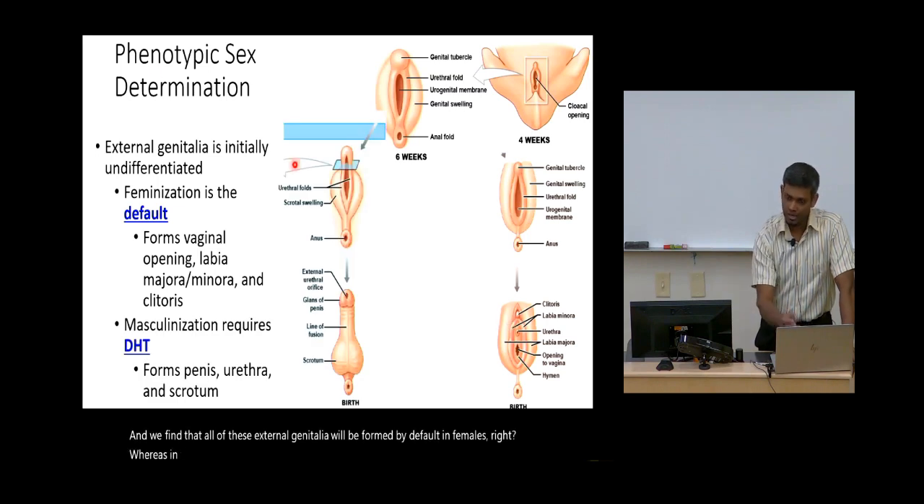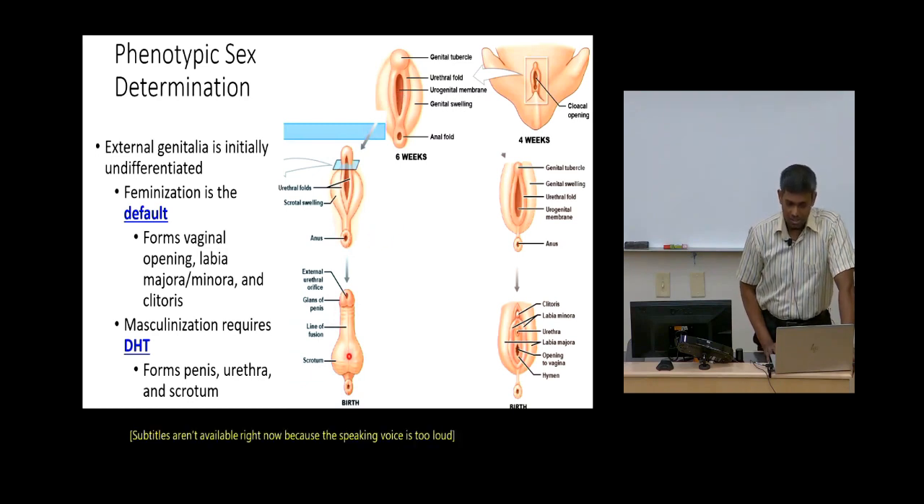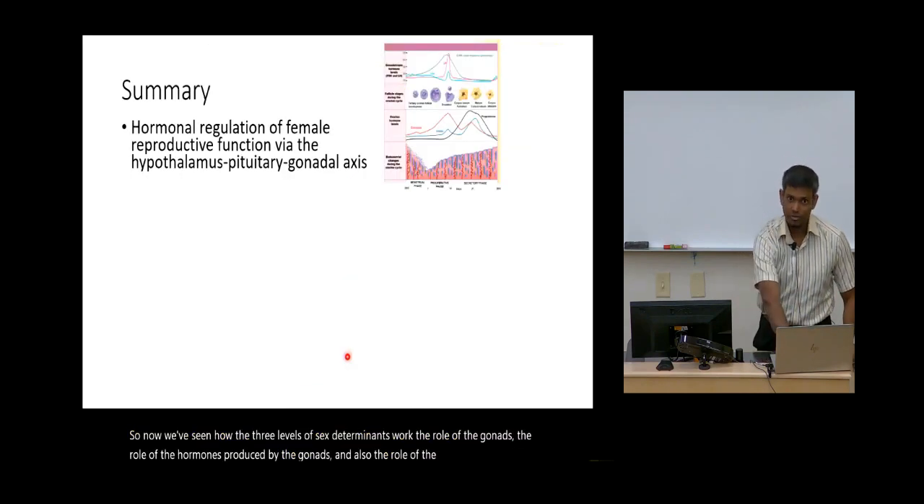Whereas in males you need dihydrotestosterone for the masculinization, where the genital tubercle will turn into the glans penis, and then the genital swelling is going to form the scrotum, right? So dihydrotestosterone is necessary for the masculinization of the external genitalia. So now we've seen how the 3 levels of sex determinants work: the role of the gonads, the role of the hormones produced by the gonads, and also the role of the chromosomes.